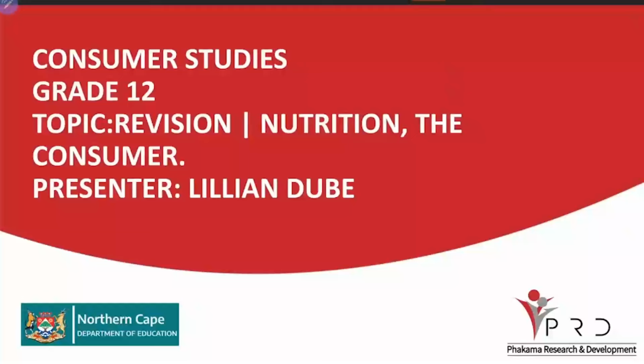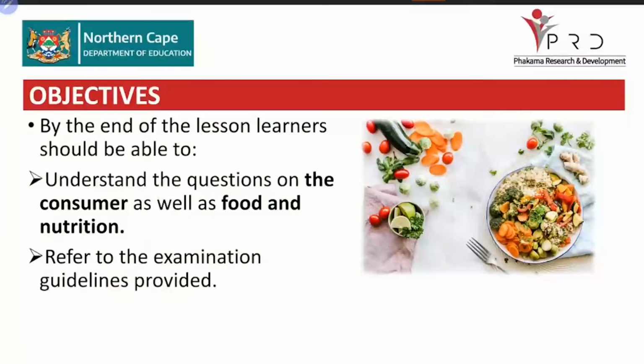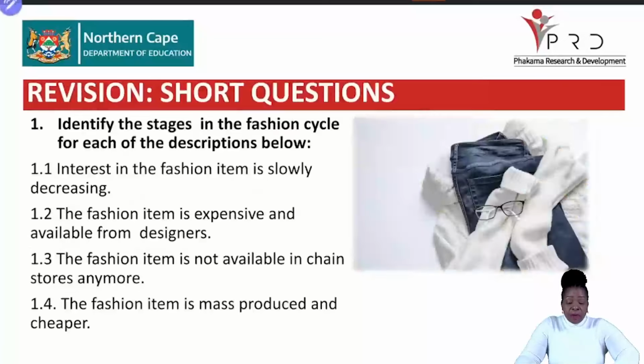Right, grade 12, today we are revising nutrition and the consumer. We want to check the objectives. What is it that we want to achieve today? We want to understand the questions on the consumer and food and nutrition. And remember to always refer to the examination guidelines that you are provided with. We will start with short questions.